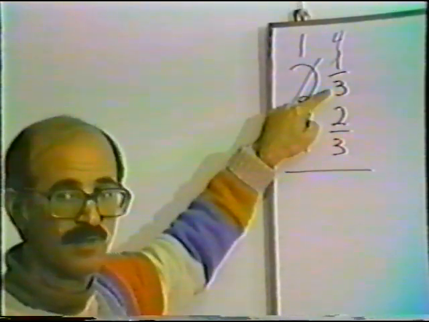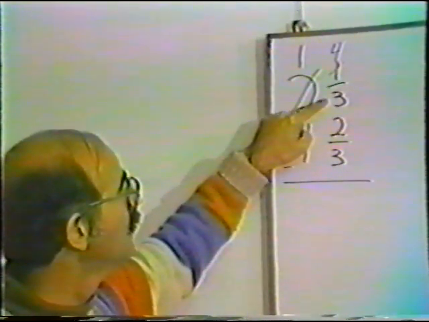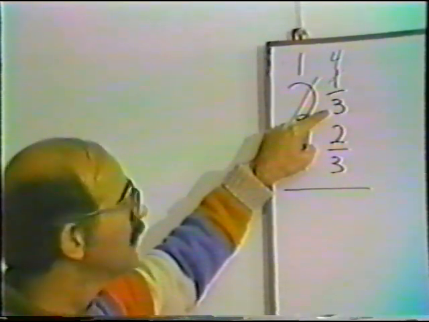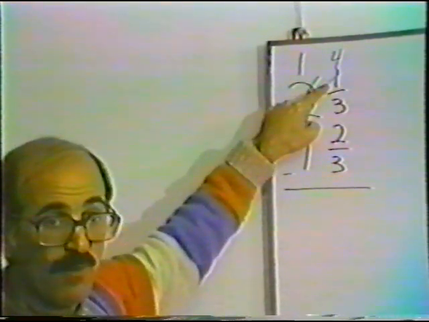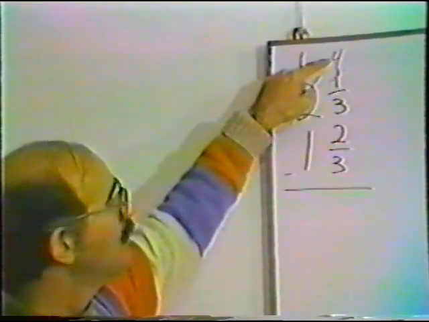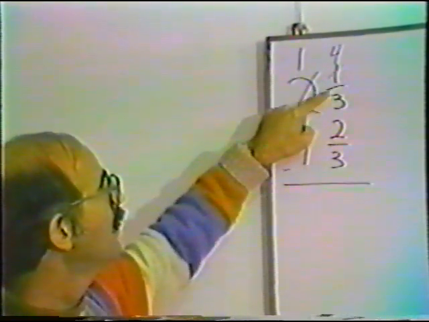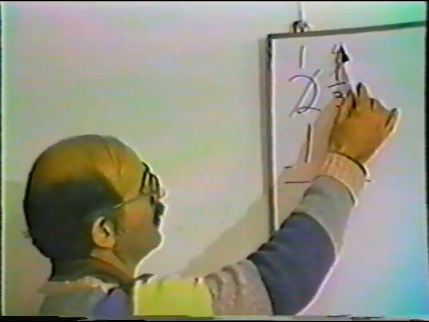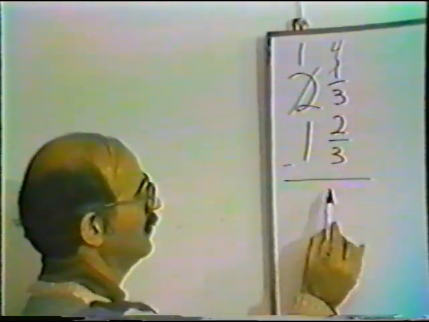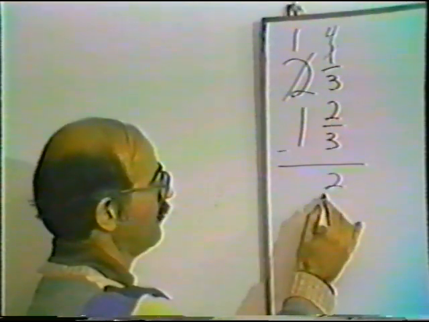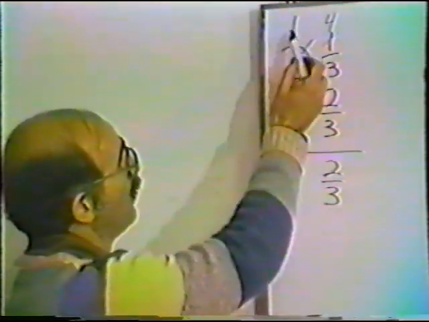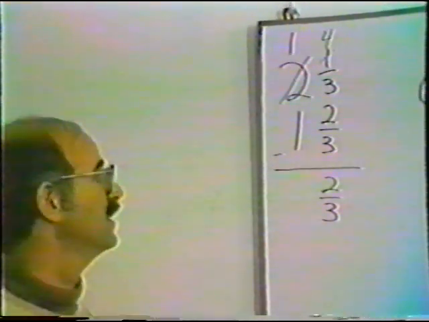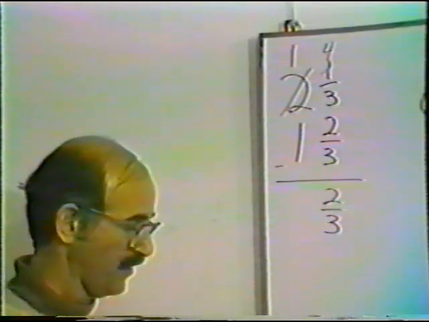And when you do this kind of problem, it's always going to be the bottom number, which tells you what kind of pieces, thirds, plus how many you already had to give you the new top number. 3 plus 1 is 4. Now, 4 take away 2 is 2. So we have 2 thirds. And 1 take away 1 is 0. And so the answer is just 2 thirds.